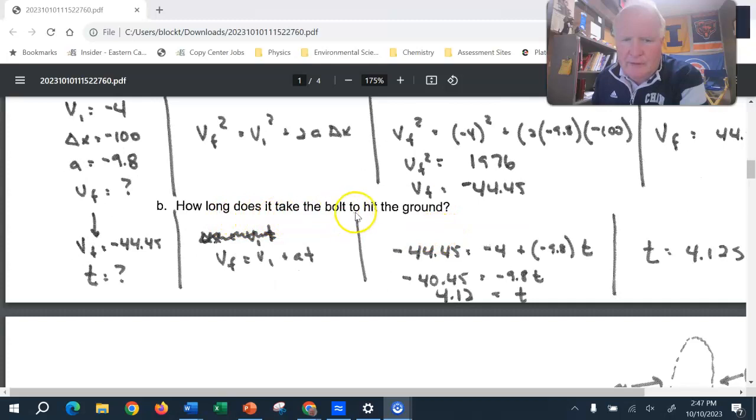All right, last one. How long does it take for the bolt to hit the ground? Well, now we have the final velocity and we're looking for the time. And so we can use this equation.